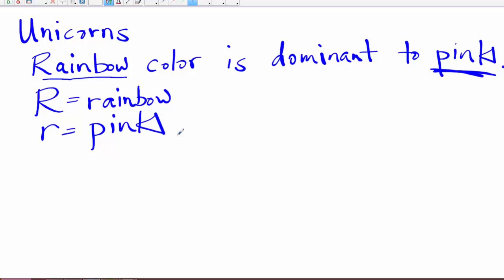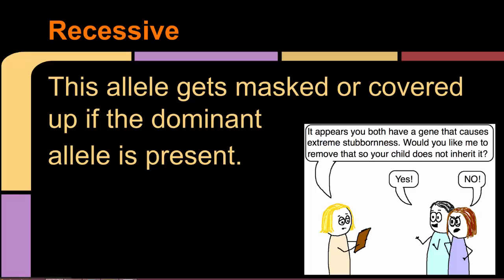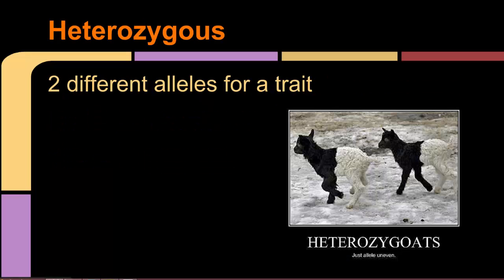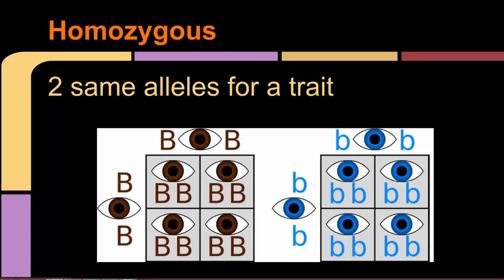Okay, now let's go back to our terms for a minute. The next term is heterozygous. Heterozygous means there are two different alleles for a trait. So when you get one from each parent, those two alleles would be different from each other. Whereas homozygous means you get two same alleles for a trait.